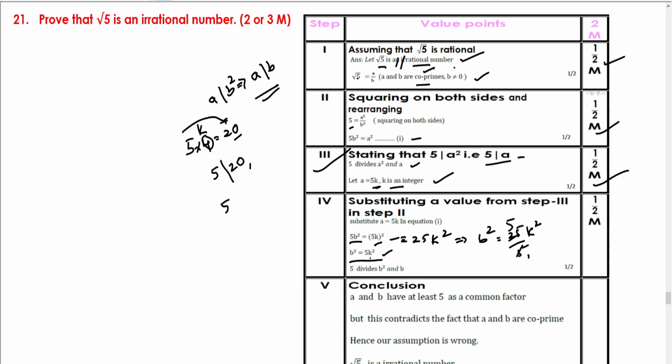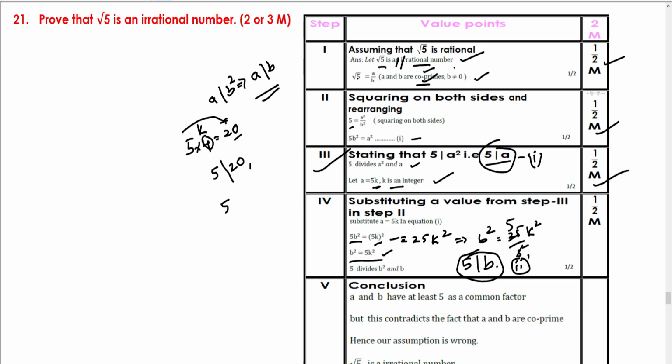See, when b square is equal to 5K square, it means 5 divides b square. When 5 divides b square, then 5 divides what? b. This is the first important thing. This is the second important thing. Observe these things carefully that I have marked here.